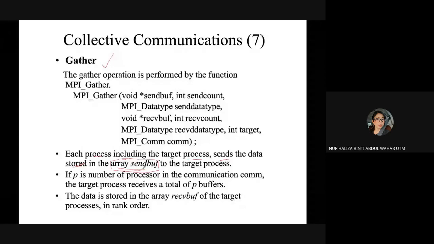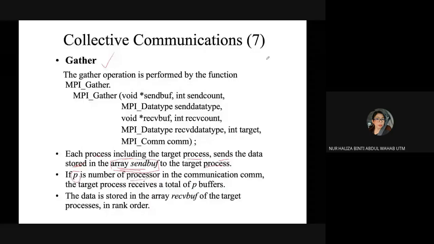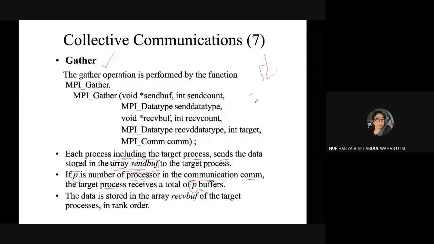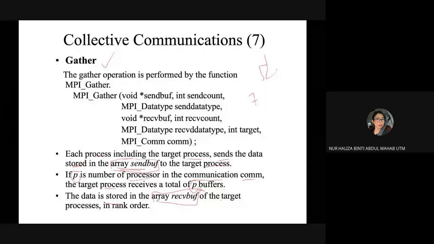Let's say you have P number of processors, maybe 5 processors in your communication. The target process receives a total of P buffers. So you need to have that many buffers. The data is stored in array receive buff later on at the target processor in rank order. So you're going to organize it by rank.